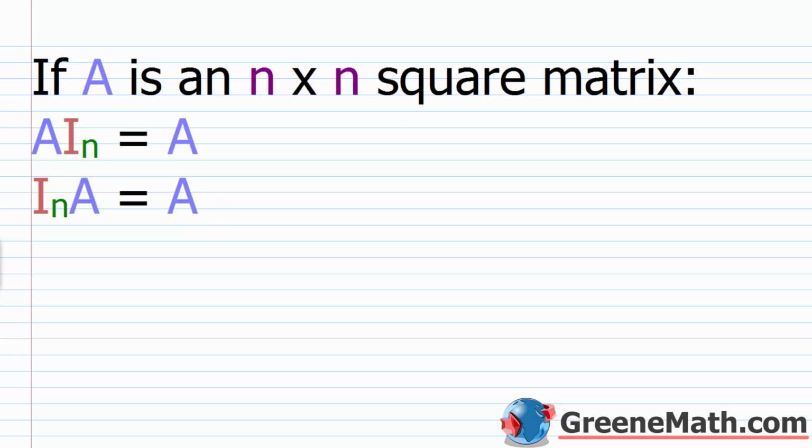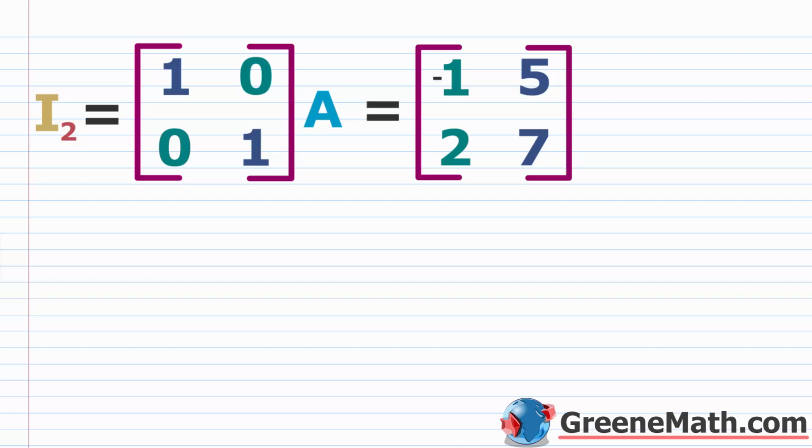So let's see a quick example of this. What we have here is a 2 by 2 identity matrix. Again, we show this as I sub 2. The 2 tells me I have a 2 by 2. And then we have a matrix A, which is also a 2 by 2.